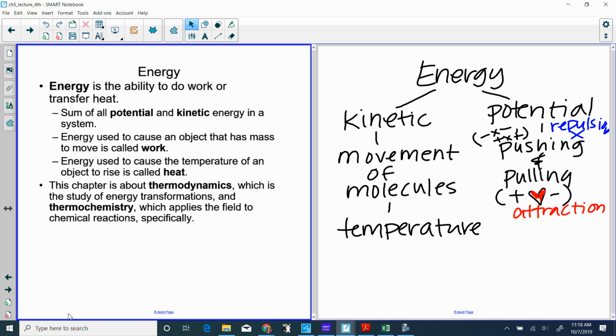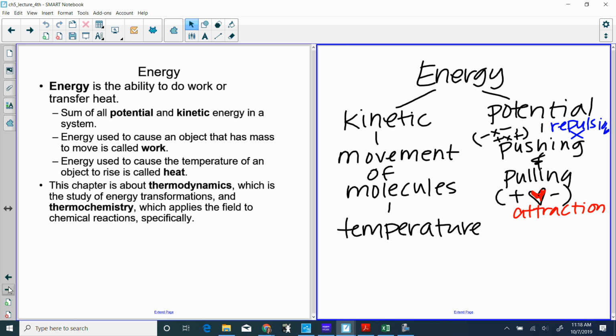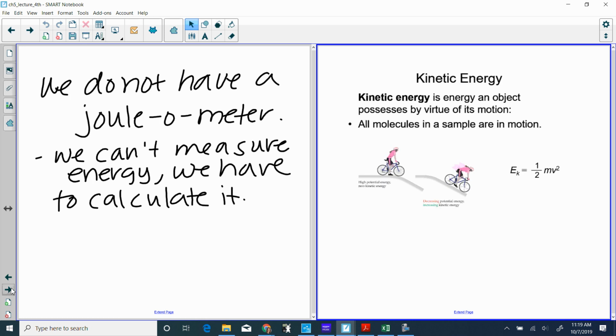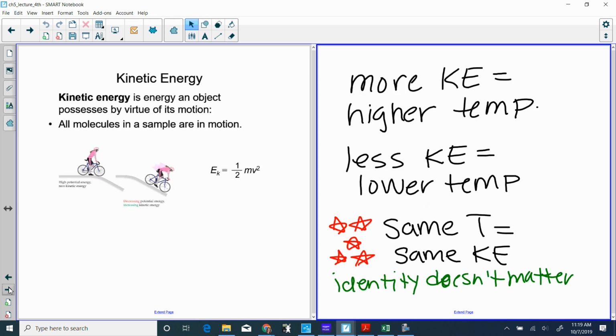Potential energy comes from the magnets. When we took the magnets and they attracted each other and they pulled together, that's potential energy. When we flipped it and they were pushing against each other, that's potential energy for molecules. The unit for energy is a joule. We cannot measure joules. We have to calculate joules.